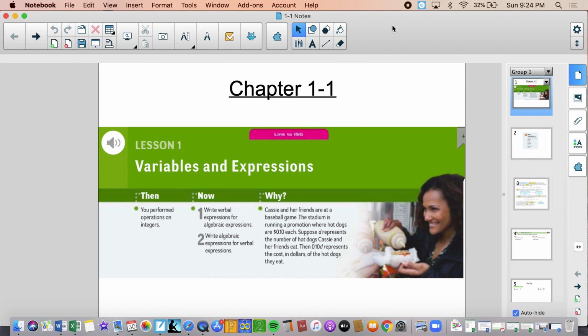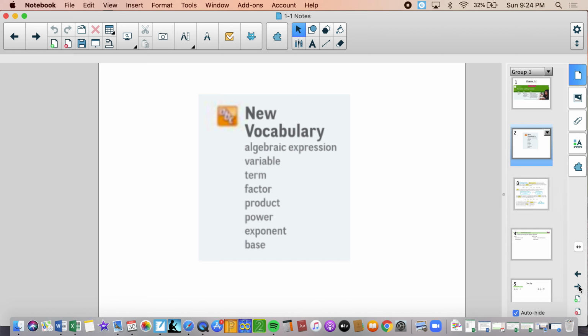So, first of all, disregard the chapter. This chapter 1.1 does not coincide with 1.1 in your orange book, but it definitely deals with chapter 1, variables and expressions. So one of the first things we want to look at is, first of all, the vocabulary.